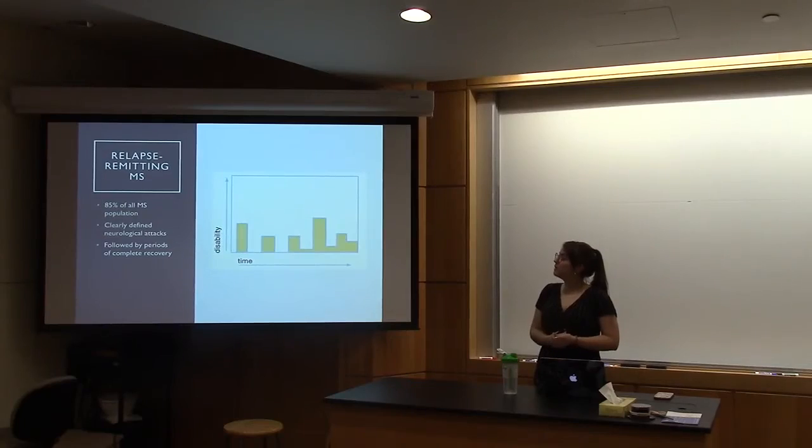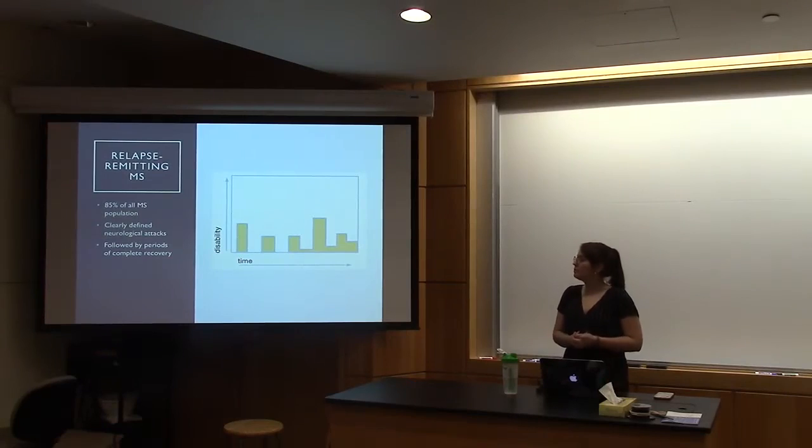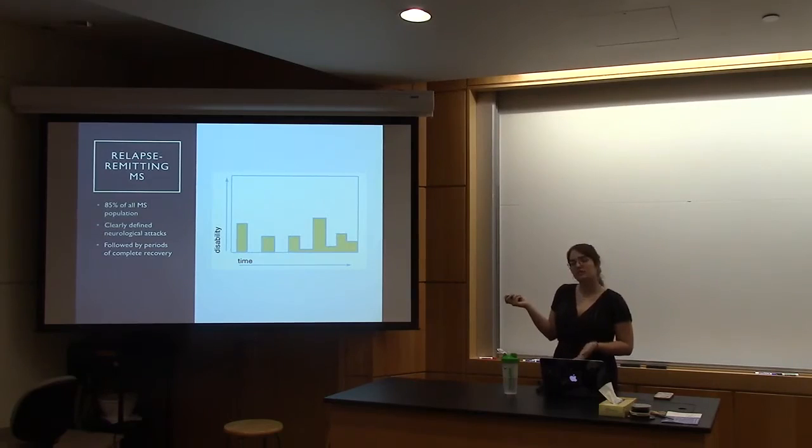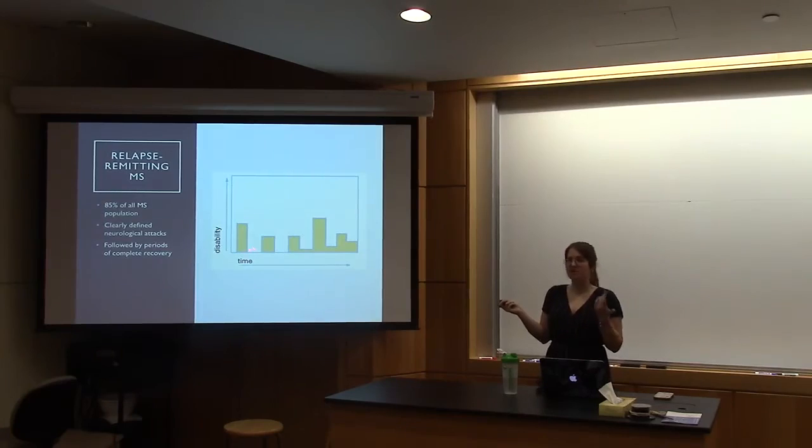Then we have relapse remitting MS. This is actually the most common MS type, which affects 85% of all MS population. It is characterized by these clearly defined neurological attacks followed by periods of complete recovery. So where this bar is, for example, a patient could come in complaining they can't see from their left eye, and they might not be able to see for like a year, and then for maybe 5 years, they will be completely fine.